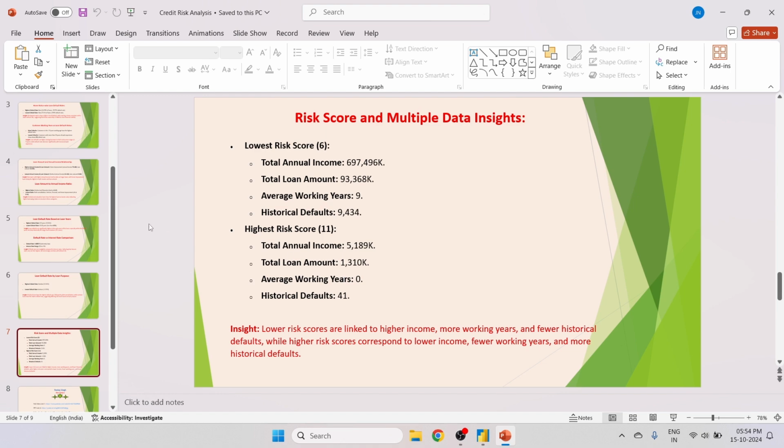We already know, as seen in my previous slide, that the average working age of 0 to 5 has the maximum default rate. Here we can see average working years 0, so the highest risk score is 11. Historical default is 41, meaning 41 people in this data have no default history. All others have a default history. The insight from this data is that low risk scores are linked to higher income, more working years, and fewer historical defaults, while high risk scores correspond to lower income, fewer working years, and more historical defaults.